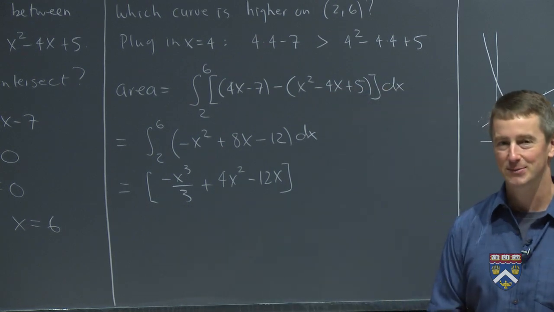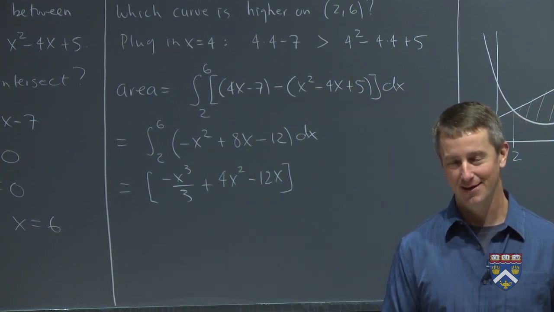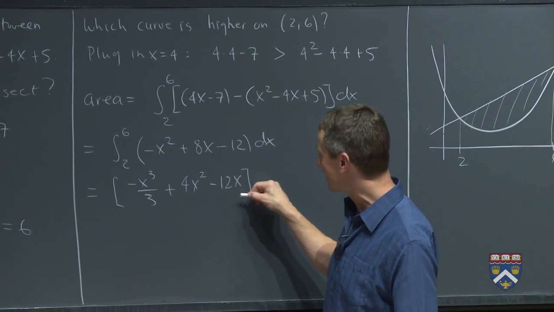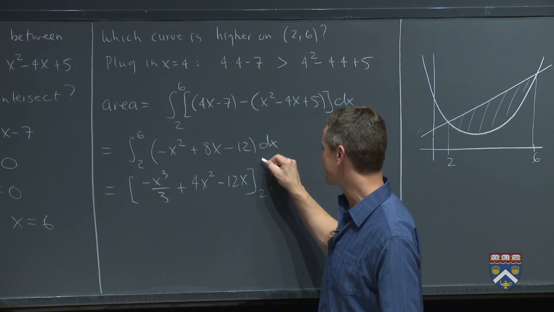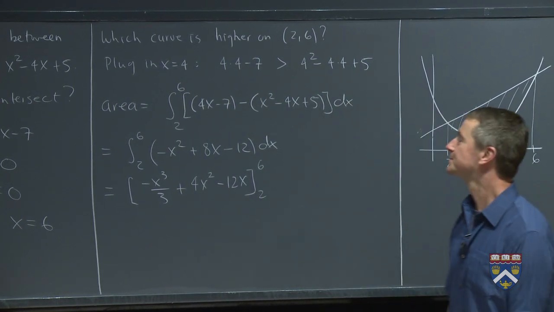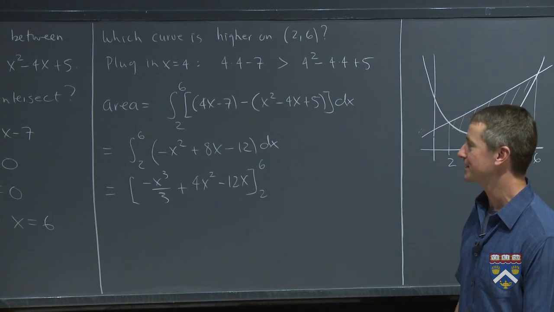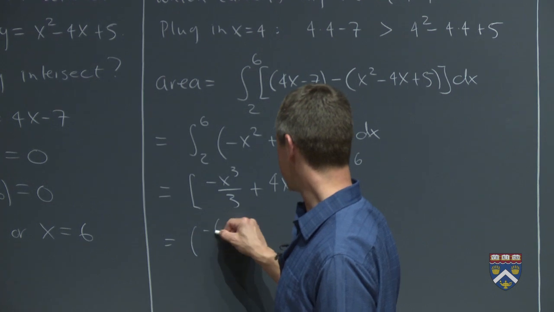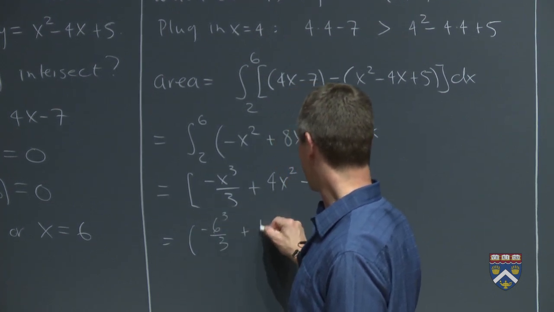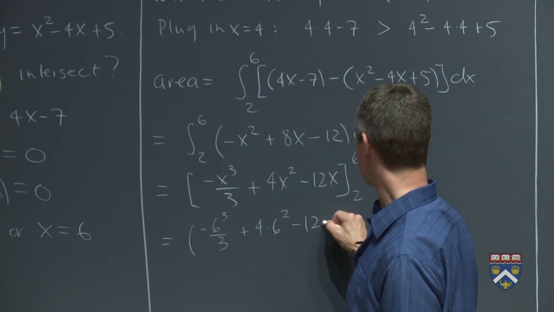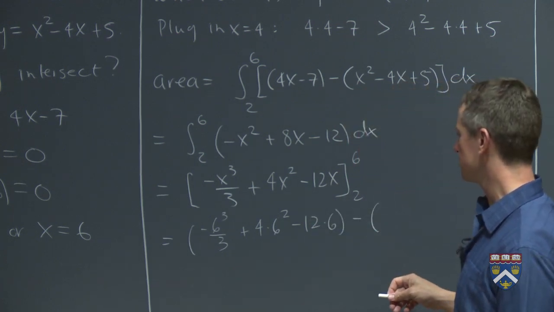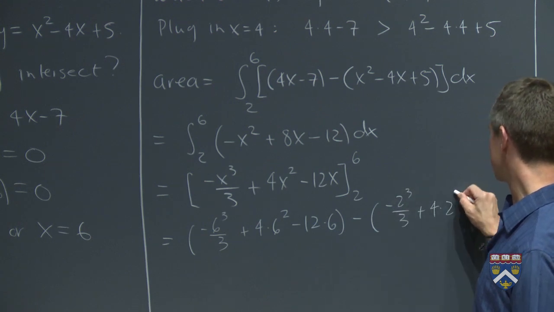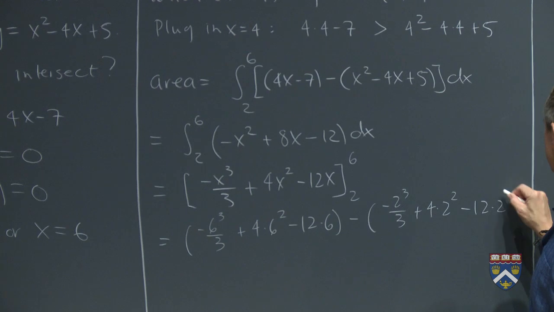And I think I've mentioned a few times how mathematicians try to be as lazy as possible and avoid writing symbols. So often here, instead of writing a vertical bar here, since we've already got a vertical line, they'll just write the 2 and the 6 right there. So this means that we're going to plug in the 6 first and then plug in the 2. So we're using the fundamental theorem of calculus here. So negative 6 cubed over 3, 4 times 6 squared, minus 12 times 6. And then we plug in the 2, minus 2 cubed over 3, 4 times 2 squared, minus 12 times 2.